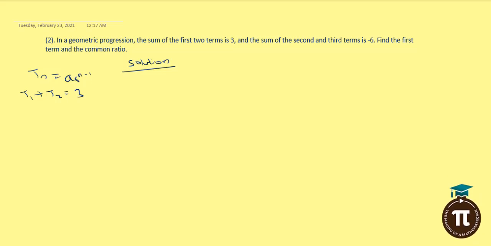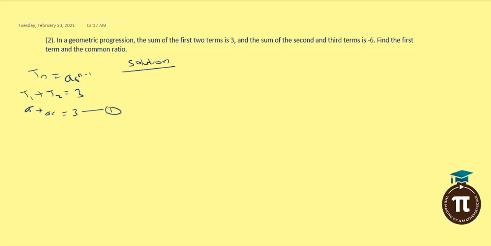So the first term is a plus, now T2, if you put 2 here, you have ar^(2-1). That is ar raised to power 1. 2 minus 1 is 1. So it's equal to 3. Let's call that equation 1, because you are actually going to arrive at a simultaneous equation, and you will have to solve for both the first term and the common ratio.